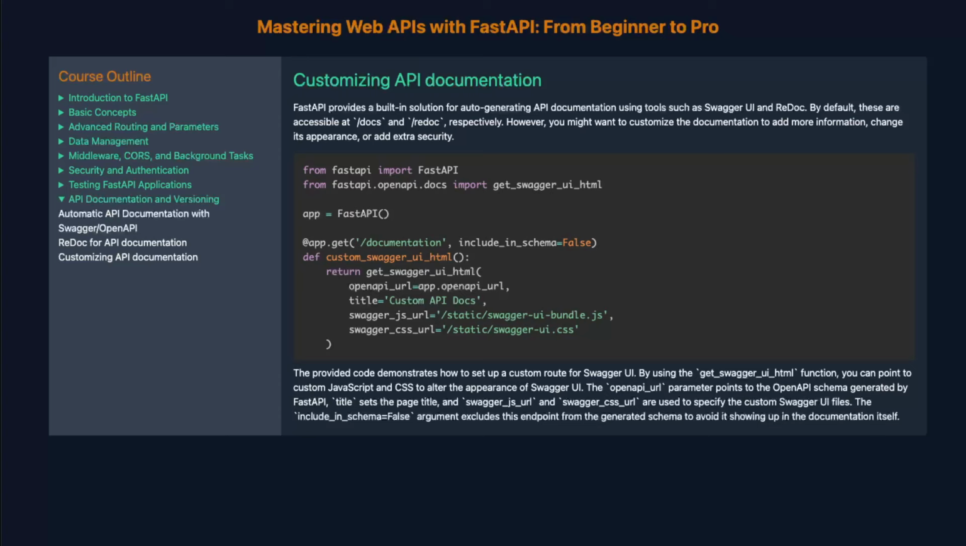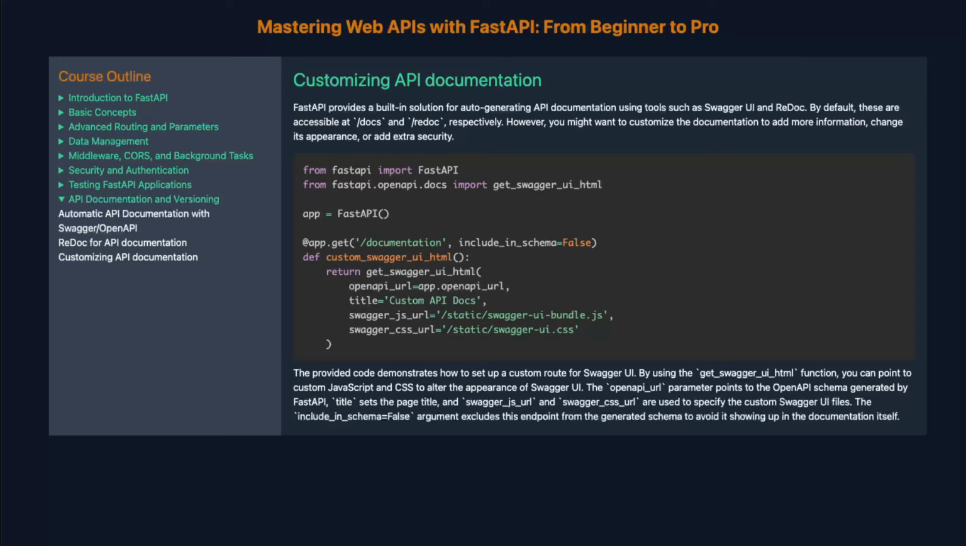The provided code demonstrates how to set up a custom route for Swagger UI. By using the getSwaggerUIHTML function, you can point to custom JavaScript and CSS to alter the appearance of Swagger UI. The openapi_url parameter points to the OpenAPI schema generated by FastAPI, title sets the page title, and swagger_js_url and swagger_css_url are used to specify the custom Swagger UI files. The include_in_schema=False argument excludes this endpoint from the generated schema to avoid it showing up in the documentation itself.